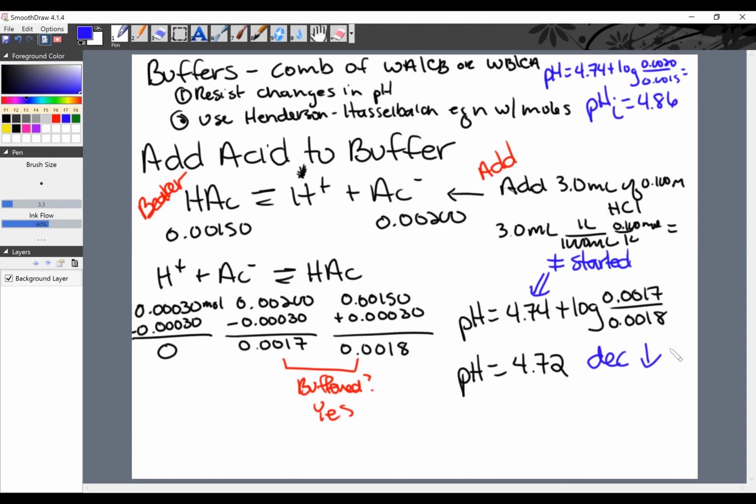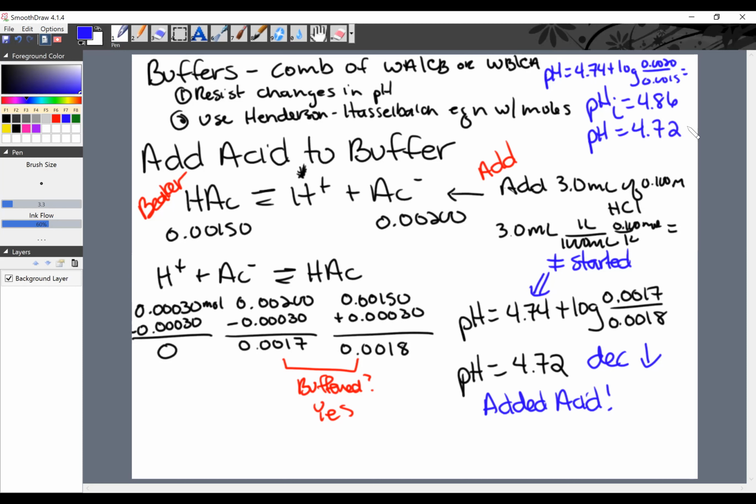Okay. Well, did I expect that? Well, yeah, because I added acid. But did it decrease by a lot? If it's a buffer, it shouldn't have changed by very much. And if you'll notice, a 0.1 unit change, hey, that little buffer did pretty good when I threw strong acid at it. All right, so the second pH was 4.72.